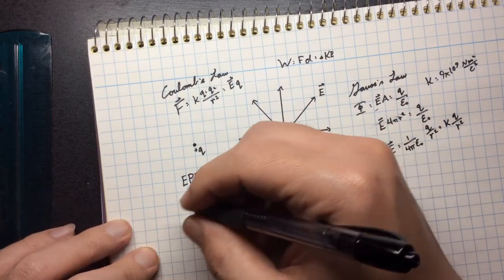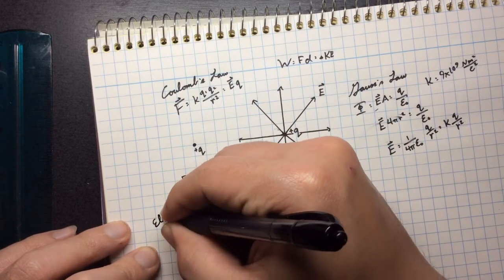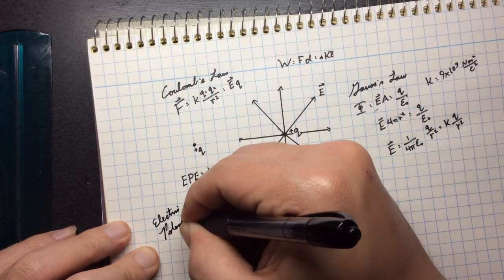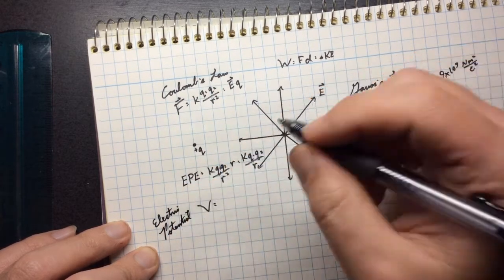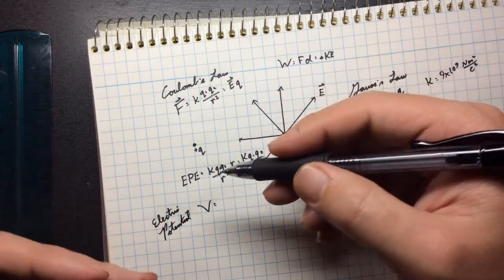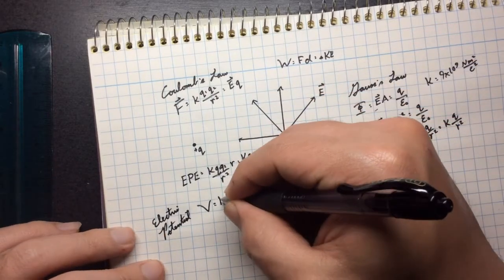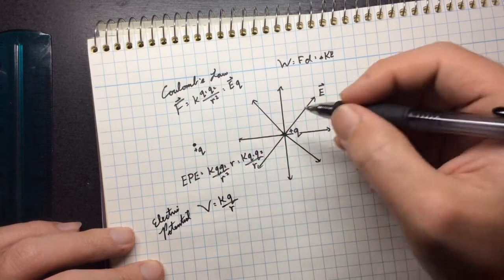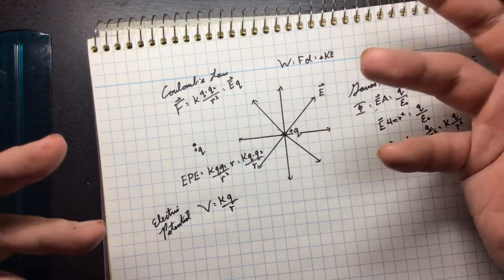So voltage, really, we should be talking about that as electric potential. Okay, and when we put the charge in there, it becomes electric potential energy. But voltage is going to be KQ over R, Q being the charge that's creating that potential. It's kind of like the Earth.